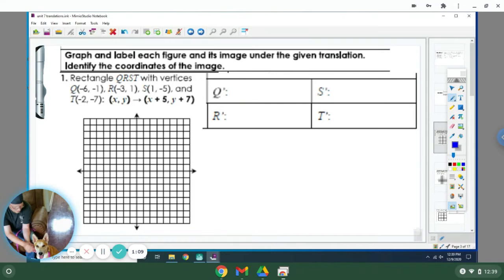You have the rectangle QRST, and I'll plot this for you. Q is at -6, -1. R is at -3, 1. S is at 1, -5. And then T is at -2, -7.